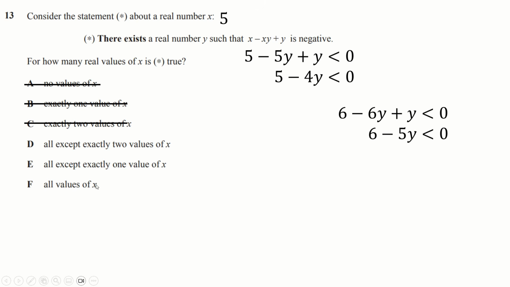So the question now is, can I find values of x for which I can't do this? And the obvious thing to try is x is 0.